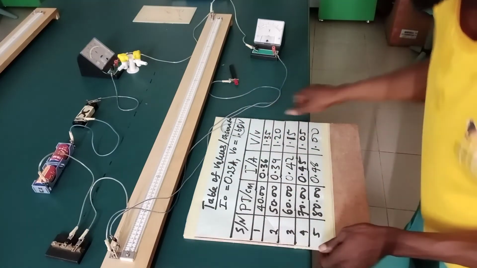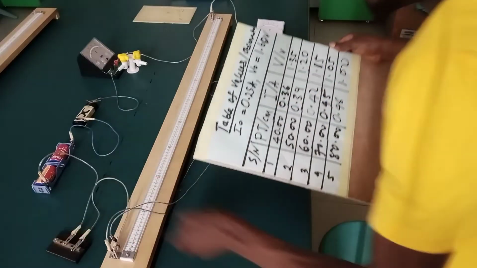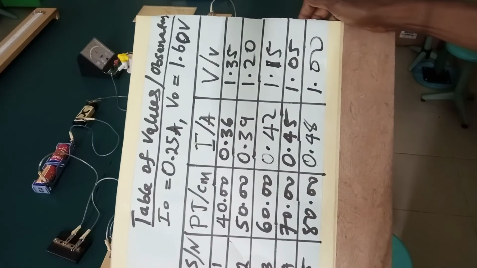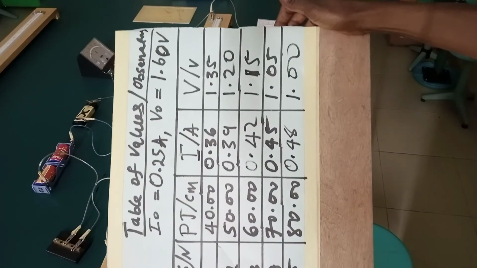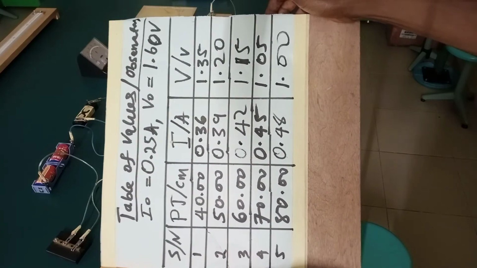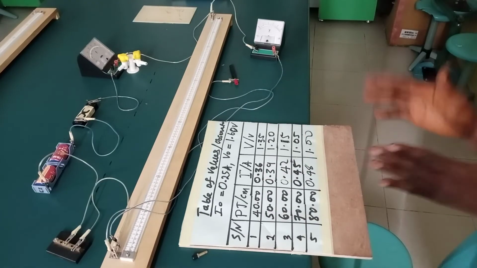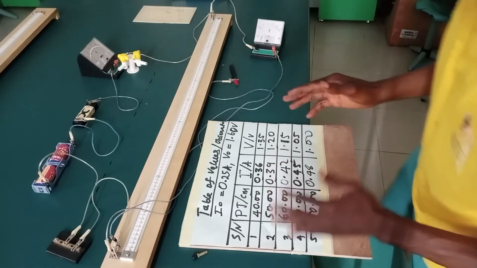We are done with the experiment. Behold your table of values. A round of applause for me, please. So this is the table of values, and this is exactly what you are going to do in your external exams.